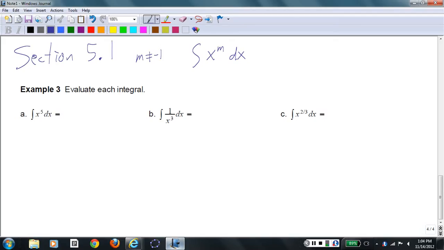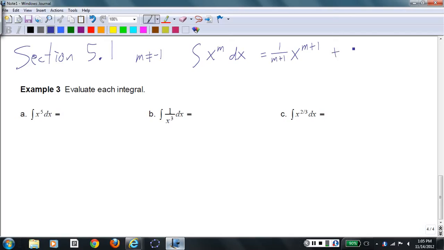But if m is not equal to -1, talked about this last time, if we're taking the derivative, we would first multiply by m and then subtract 1 from the exponent. We've got to reverse those operations in reverse order. The opposite of subtracting 1 from the exponent is adding 1 to the exponent. The opposite of multiplying by the exponent is dividing by the exponent.